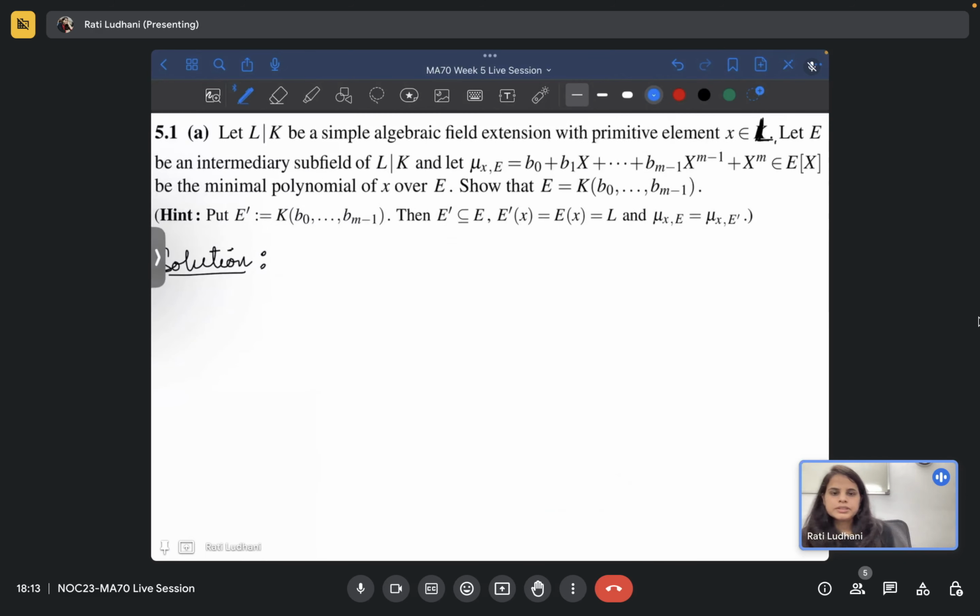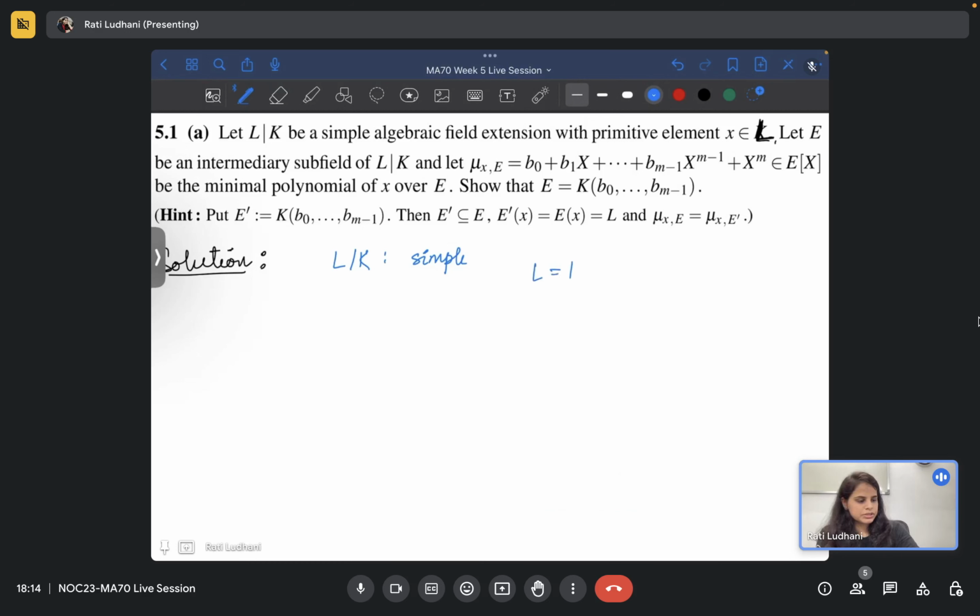Let L over K be a simple algebraic field extension with primitive element X belongs to... it was written K in the sheet. It's just a typo. You can change it to L because it does not make sense otherwise, or maybe then it will be just trivial. So the primitive element is X for this simple extension. So what is a simple extension? Only a field with a single element attached. Exactly. Very good.